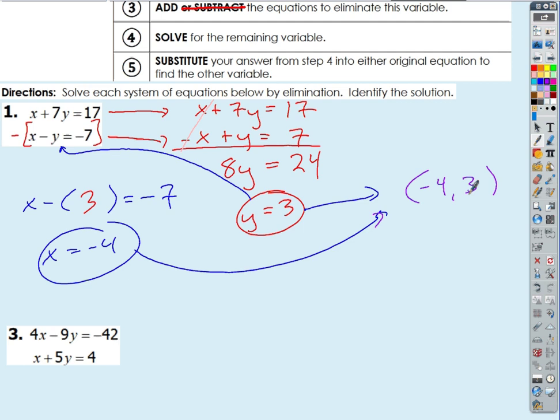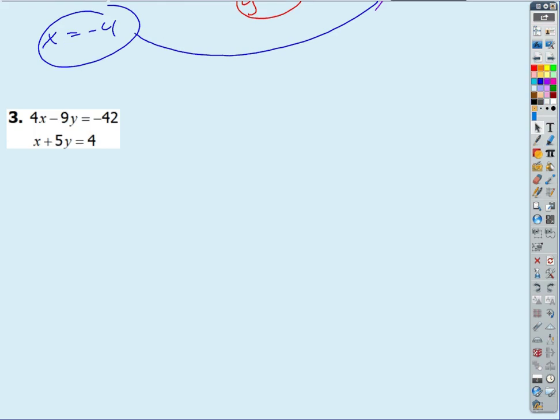Okay, let's try another one. How about down here? Now, we always want to take a little time to think about this. Which variable is going to be easier to eliminate here, the x or the y? I'm hearing x. Okay, what's an argument for x?